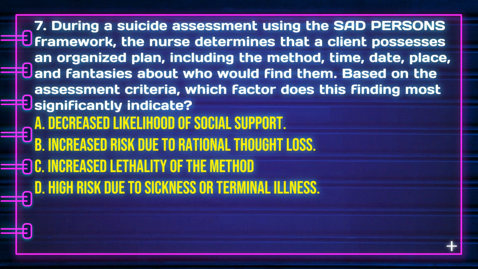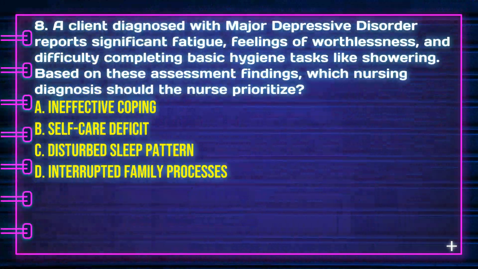The answer for number seven is Charlie, because the component of an organized plan within the suicide assessment scale includes the lethality of the method, the time, date, place, and fantasies, including who would find them, funeral, and grief of significant others. 7. C.